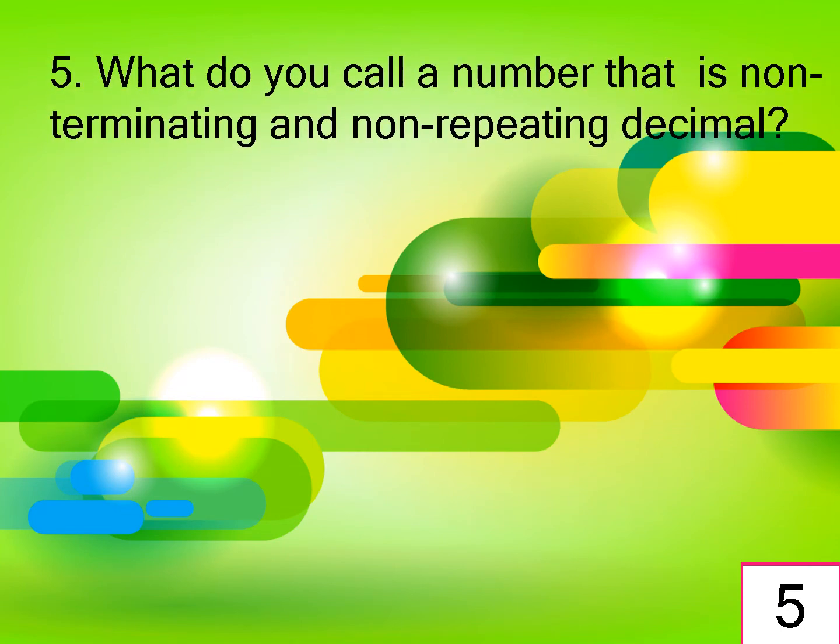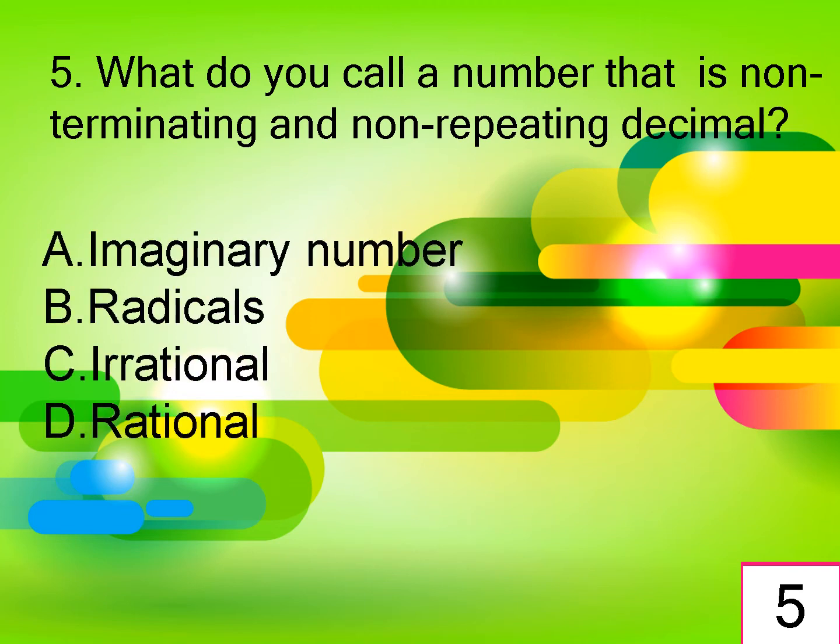What do you call a number that is non-terminating and non-repeating decimal? Is it A, imaginary number, B, radicals, C, irrational, D, rational? I'll give you 5 seconds. Okay, what is your answer? The correct answer is irrational.